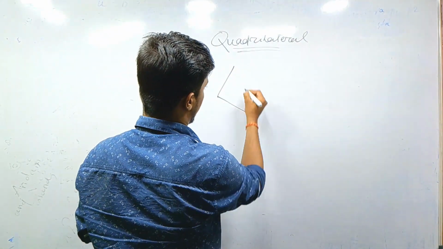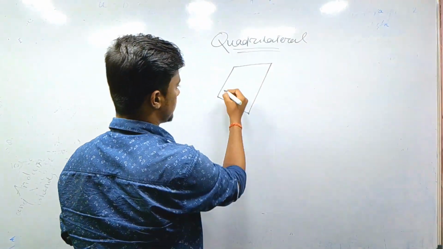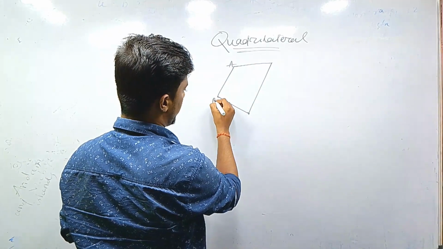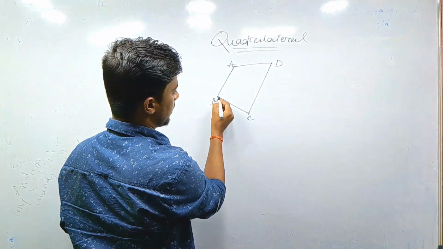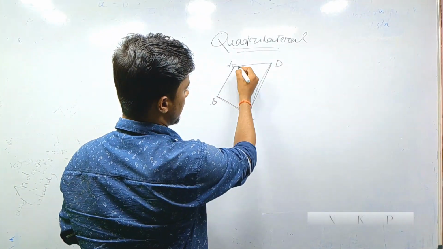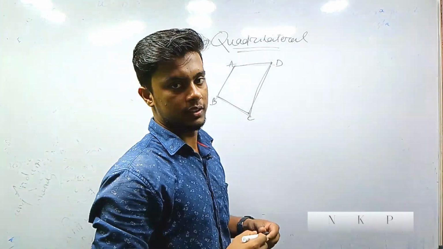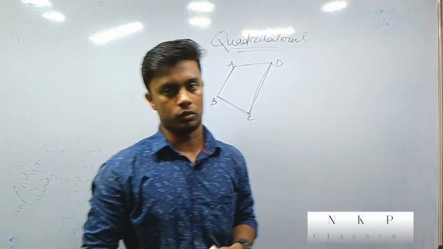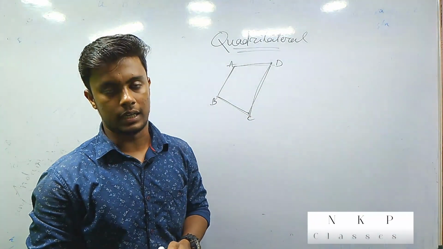There is a figure, this one, which has four vertices A, B, C and D. Here BC, CD, AD and AB are the four sides and it is closed. So this is known as your quadrilateral.